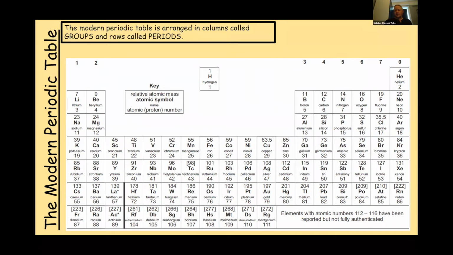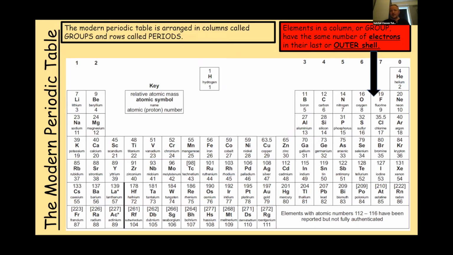So what we've got here then is elements in a column or group. And that actually means that they have the same number of electrons in their last or their outer shell. You always call it an outer shell. Never use the plural. I've seen it done so many times where people write outer shells. Actually, you can't have outer shells because as soon as you have an outer shell, it's the last one. You can't have more than one.